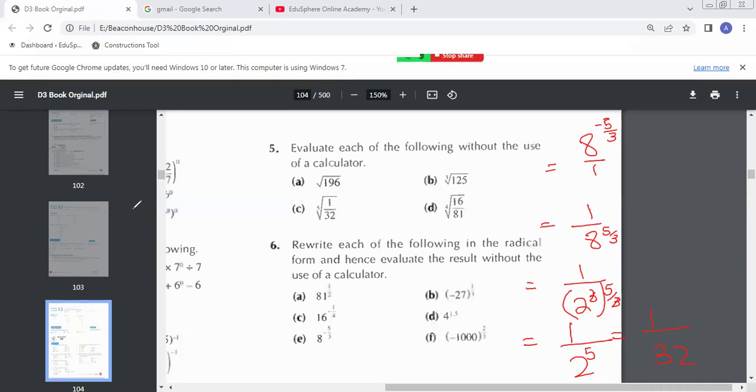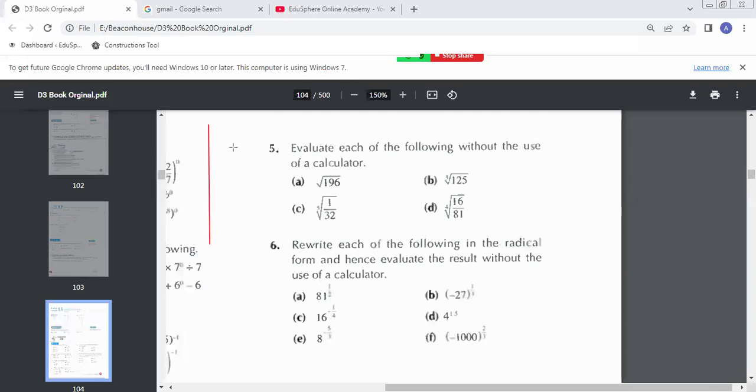Yes, you were correct. Good job. Now the last part of this question, that is the F part, which has minus 1000 power 2 by 3. Let's take the prime factorization of 1000 first. So here we have the number 1000. Very interesting number. And let's start it with the prime number 2.